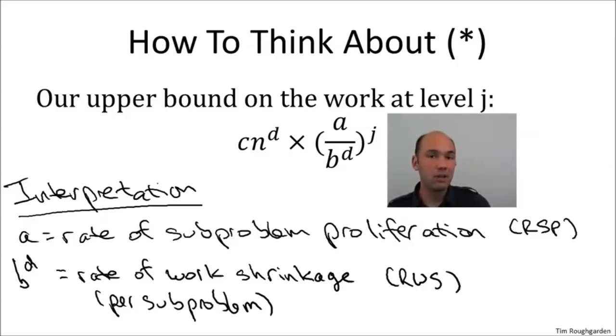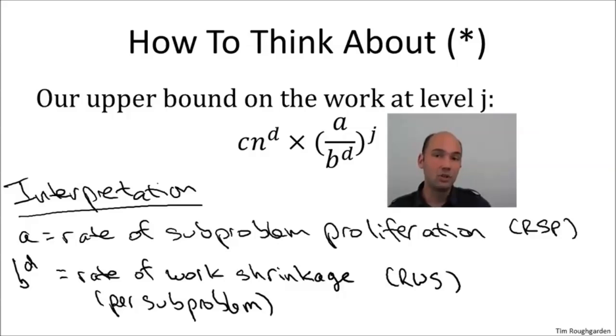Think, for example, about the cases where you have a linear amount of work outside the recursive calls versus a quadratic amount of work. That is, consider the cases where d equals 1 or 2. If b equals 2 and d equals 1, that is, if you recurse on half the input and do linear work, then not only is the input size dropping by a factor 2, but so is the amount of work that you do per subproblem.